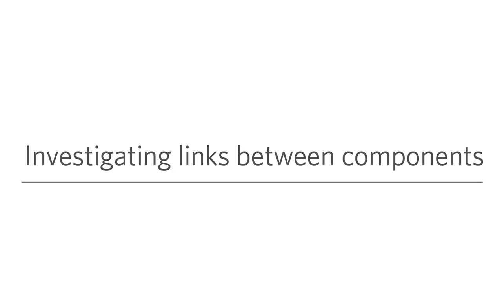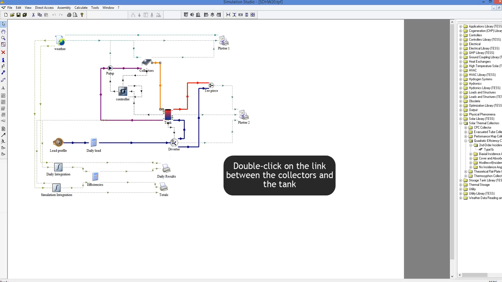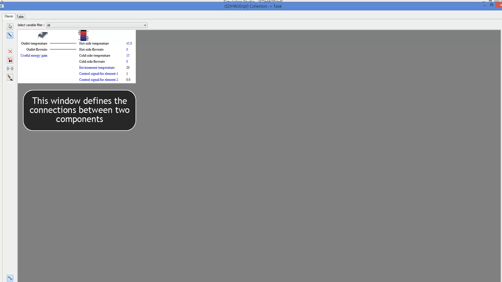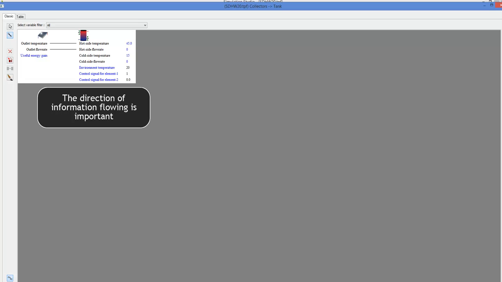Investigating links between components. To find out what information is flowing between the collectors and the tank, double-click on the link between the collectors and the tank. This window defines the connections between the two components. Note that the direction of information flow is important.